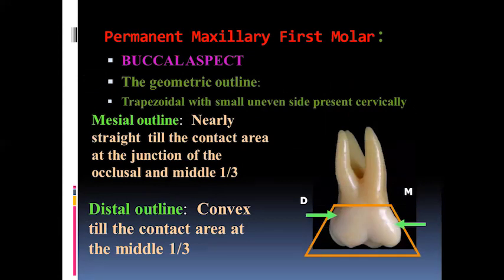Buccal aspect, permanent maxillary first molar. Geometric outline is trapezoidal. Mesial outline is nearly straight till the contact area at the junction of the occlusal and middle 1/3. Distal outline is convex till the contact area at the middle 1/3.